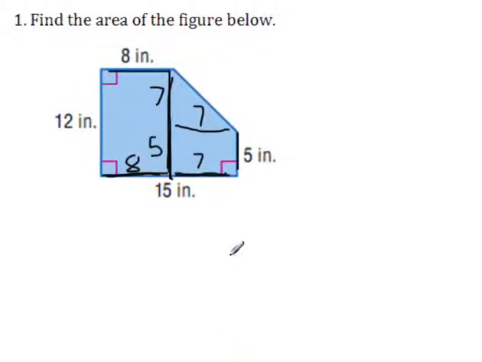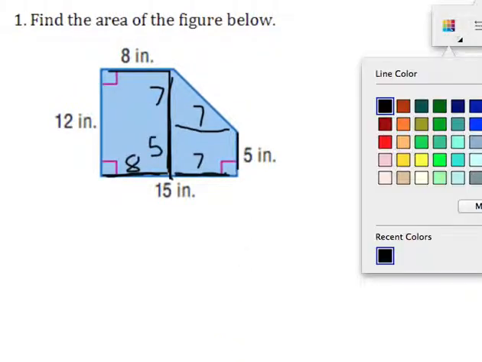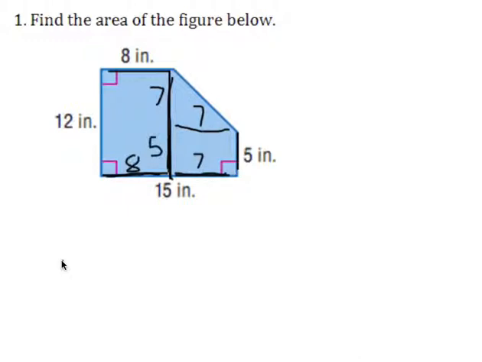So let's go ahead, and what I want to do now is calculate out the area of each of these. To calculate out the area of a rectangle, for this first rectangle, we're going to do base times height. So all we have to do to get that first rectangle is to do 8 times 12. And that's going to give you 96. So the area of that rectangle right there is 96.